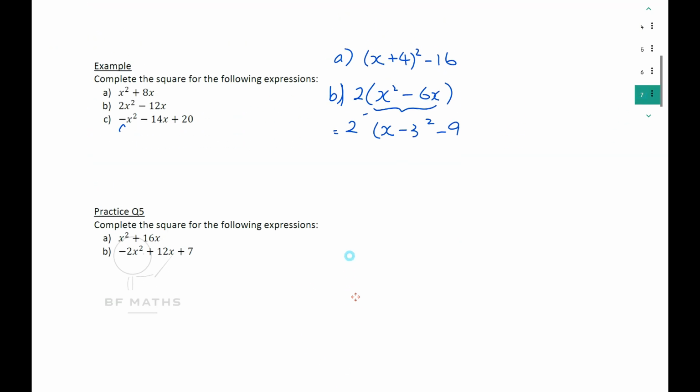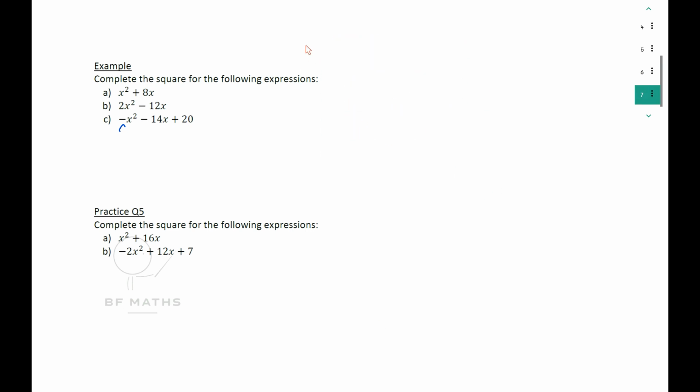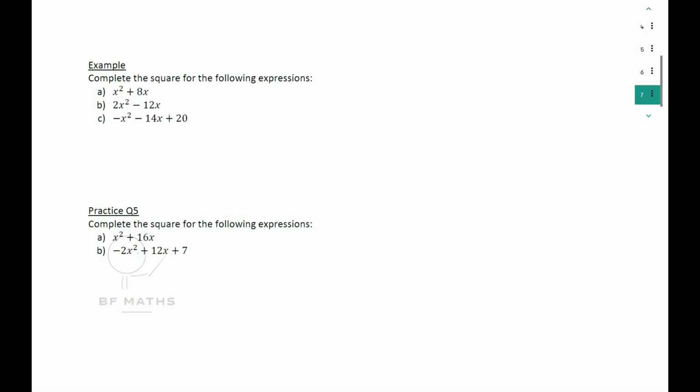Next one. So complete the square. Oops, forgot to clean it from last time. So we're going to complete the square for the following expressions. To complete the square, hopefully you do remember, means we have to do bracket x and half the coefficient of the b term. So half of 8 is 4, squared, and then minus 4 squared, which is 16.